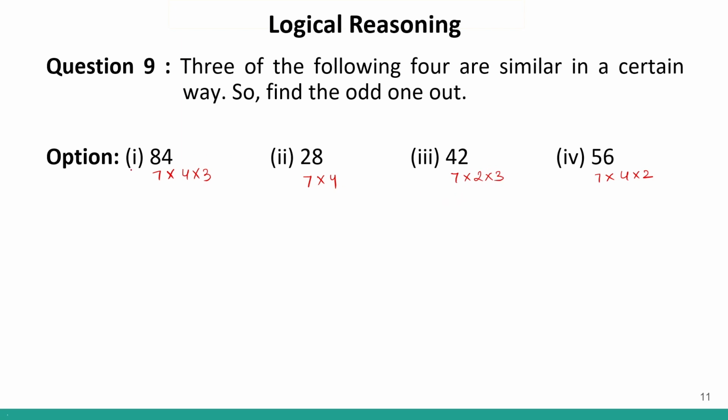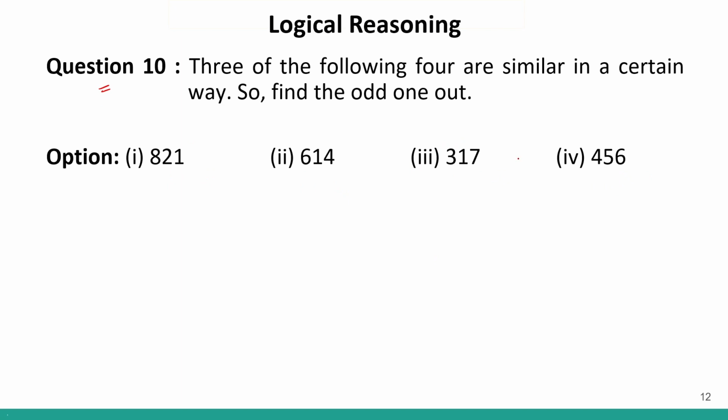So if I look at the first term, we have 7 into 4. If I look at the second term, we have 7 into 4. And if I look at the last term, we have 7 into 4. So 7 into 4 is common in each term except option number 3. Therefore, option number 3 will be the correct answer to this question. Okay? Is this clear? Let us move on to the next question.